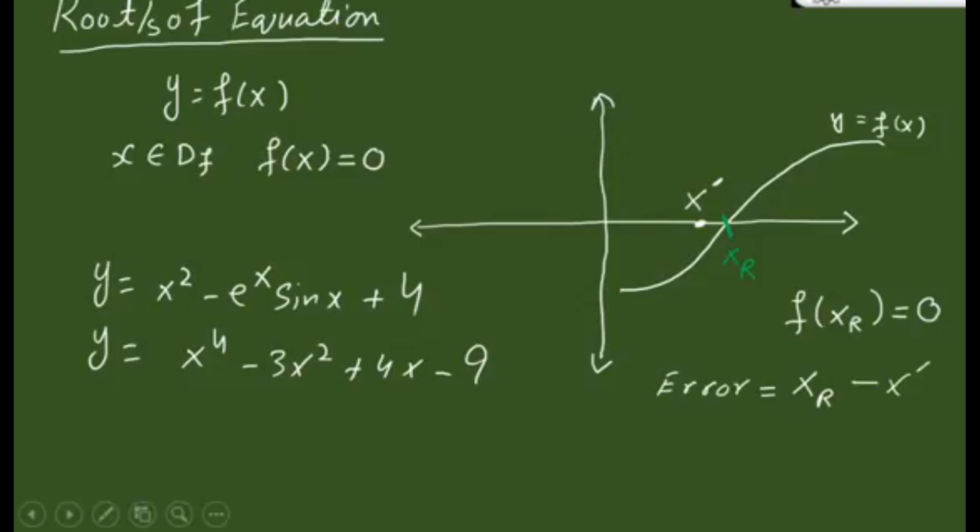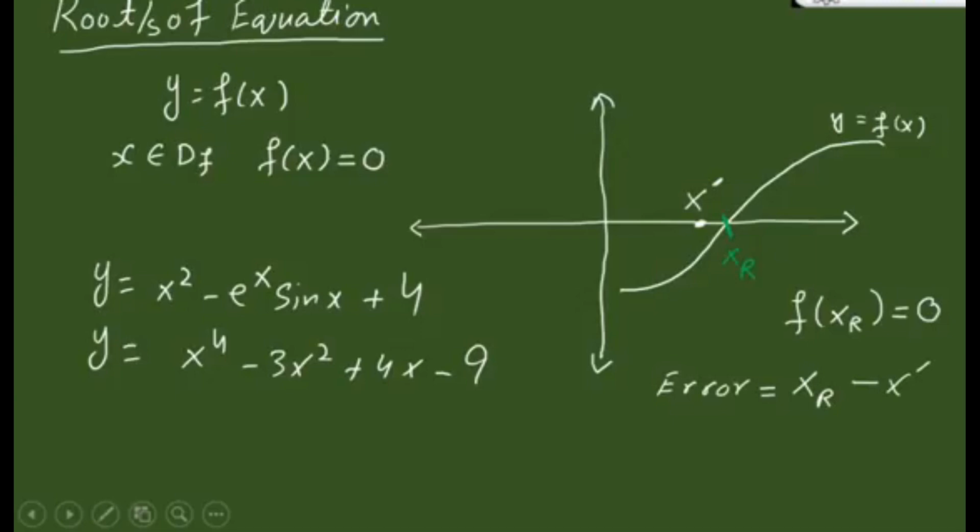We are not interested in how we compute x dash. There are different methods like bisection, Newton-Raphson, secant, and false position that we can apply to find the approximate root here. But the point is, this is the exact value from the graph, but we cannot compute that value.